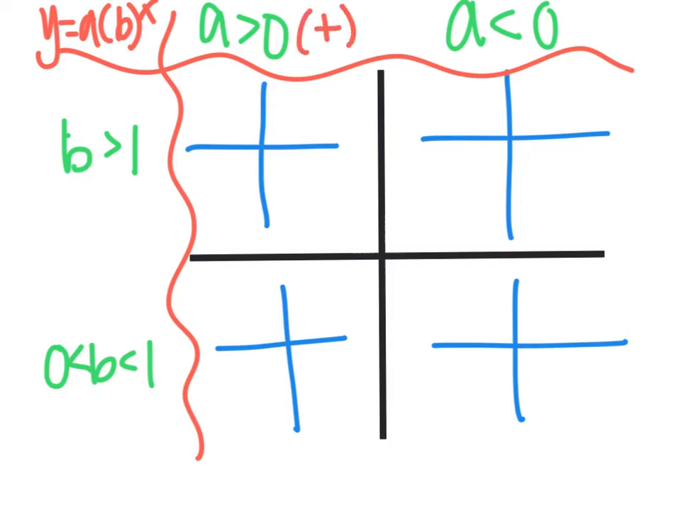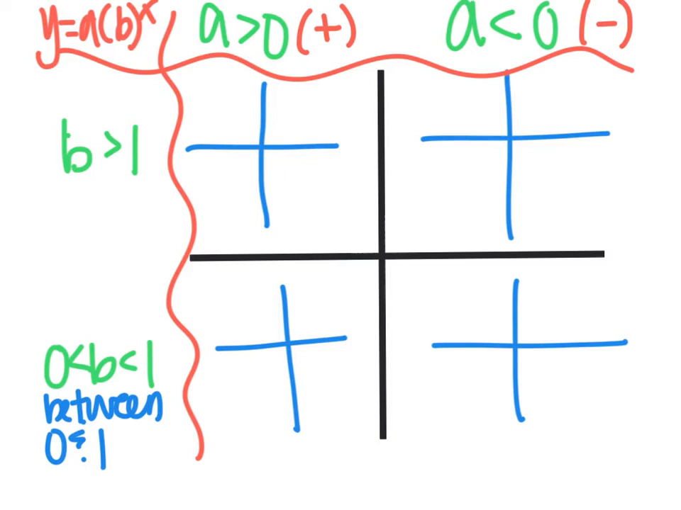that means our graph is going to be above the x-axis. If a is negative, or if a is less than 0, that means our graph is going to be below the x-axis. And depending on if b is greater than 1, or if b is between 0 and 1, remember this just means between 0 and 1, tells us if the function is increasing or decreasing.